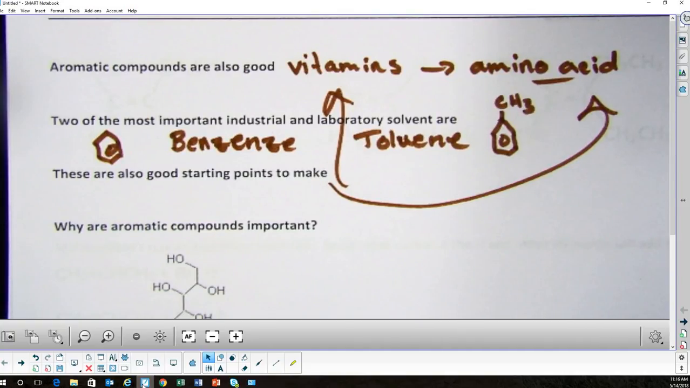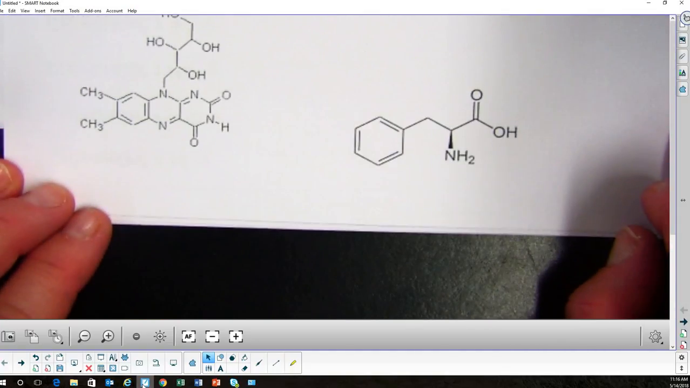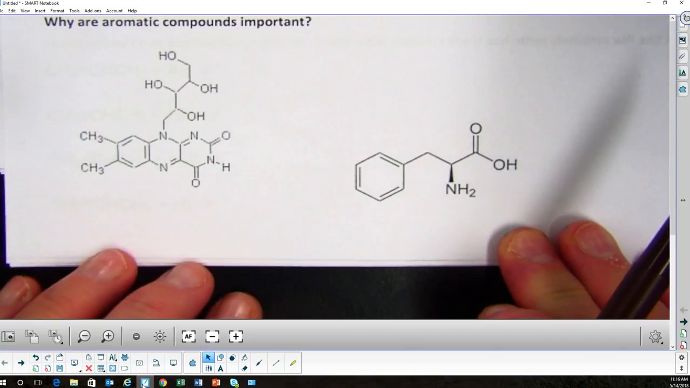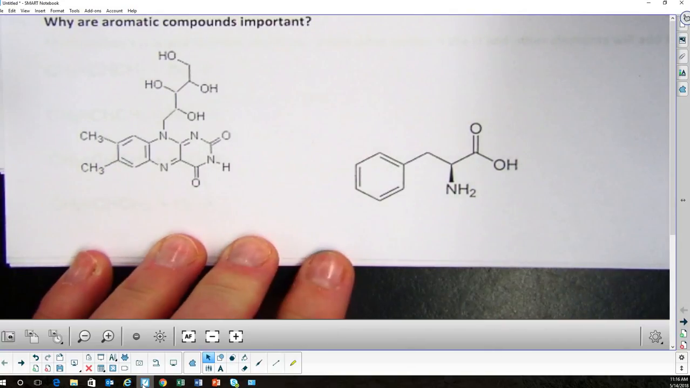A lot of your non-stick pans have benzene in them. Okay, now these two at the bottom, whoa, hello, I went way too high. These two at the bottom are extremely important to us. Does anybody know what they are?